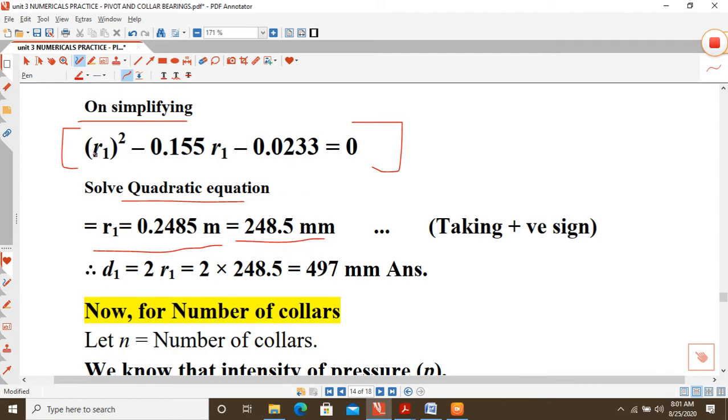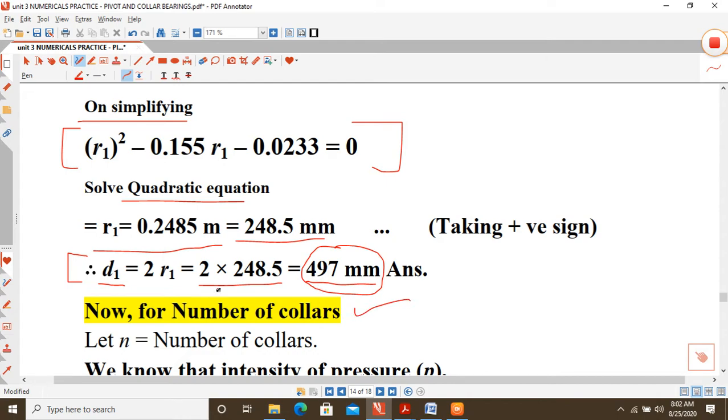And we will get two values of R1. As it is a quadratic equation, we will be taking the positive one because dimensions are always positive. So this is also one of the simplest queries that occurs. So converting it into diameter, it is 2R1, it is 2 into 248.5, it comes out to be 497 mm. So finally our external diameter of the collar is 497 mm. This is the answer. Now for the number of collars, very important.